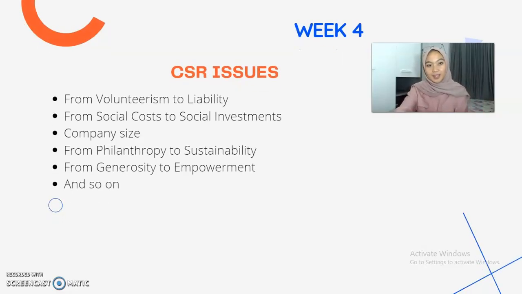CSR issues. From volunteerism to liability, from social cost to social investment, company size from property to sustainability, from generosity to empowerment, and so on.